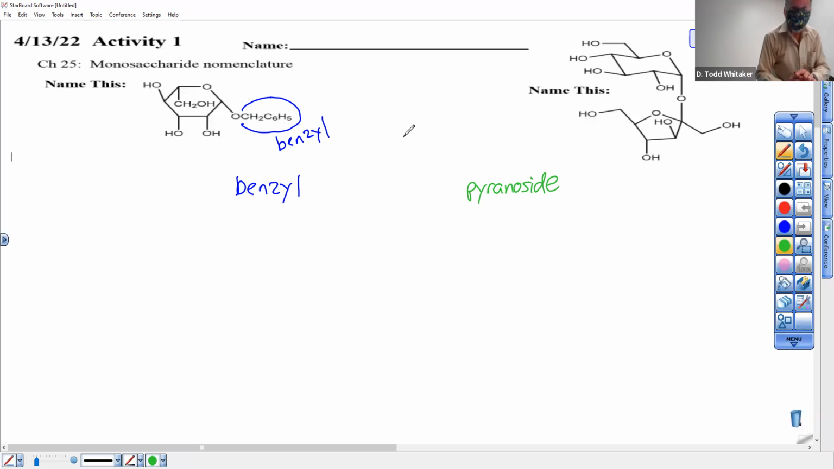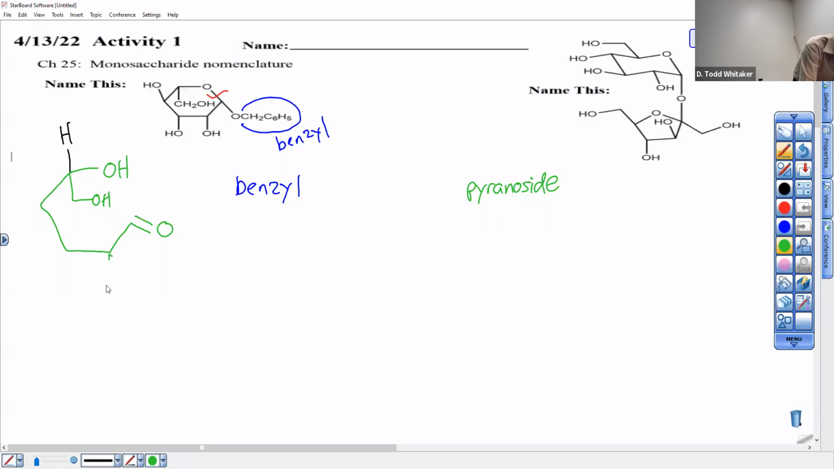All right, we got to unravel our ring. So right before it was this, OH there, CH2OH there. I'm going to put this H on here. It wasn't showing originally, but you know it was there. And we're going there, there, there, there. There's where the aldehyde used to be. Down, down, and up.